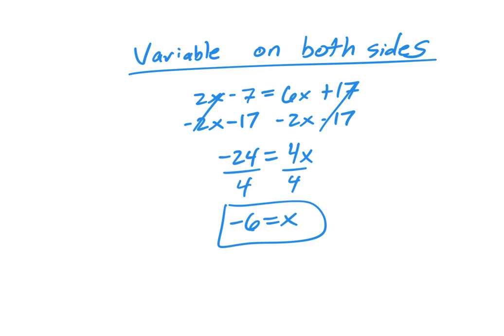So 2 times -6 is -12. -12 minus 7 is -19. 6 times -6 is -36. -36 plus 17 is -19. So both sides end up equaling -19. Because both sides are equal, that tells me that -6 does work. And so once again, checking it is a great thing to be able to do just to verify that our solution works.